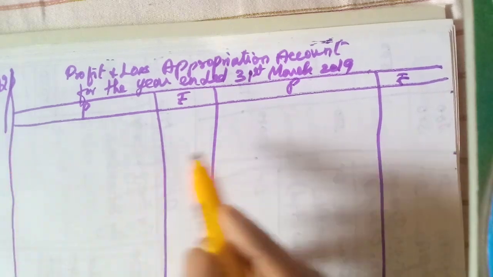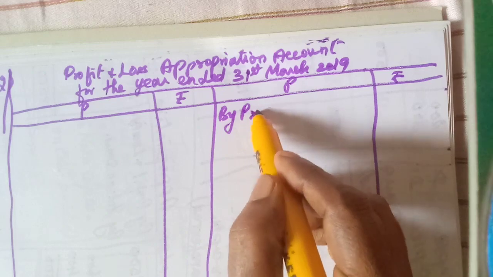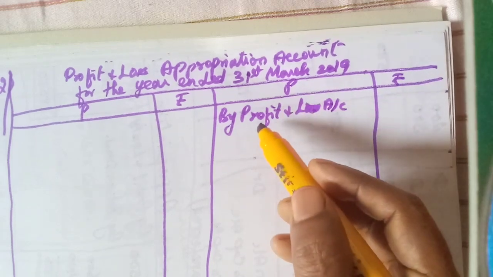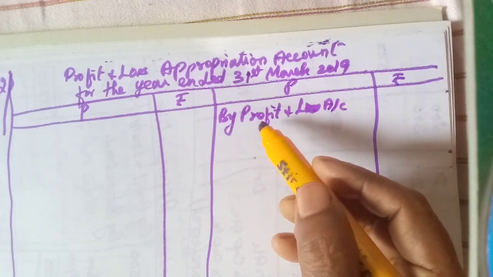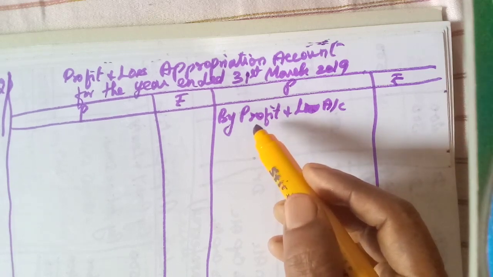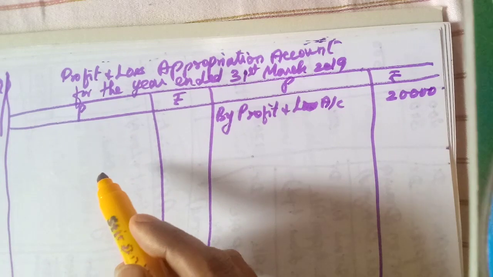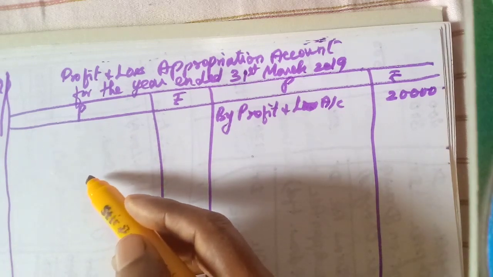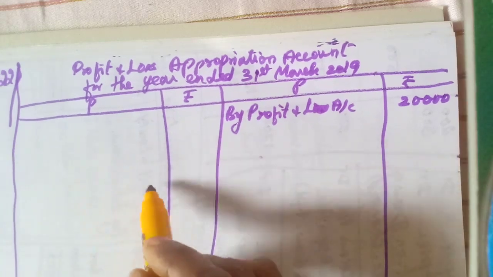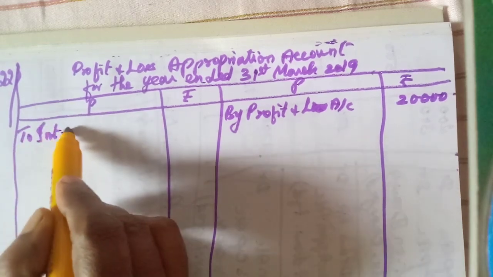Now it should be credited with the profit, by profit and loss account. How much is the profit? Where is it given? In the last paragraph: during the year, the firm made a profit of rupees 20,000. That 20,000 we should write. Then the sharing ratio is given. Then, you see, partners to be entitled to interest on capital. So what is the entry? We should debit the interest on capital, to interest on capital.